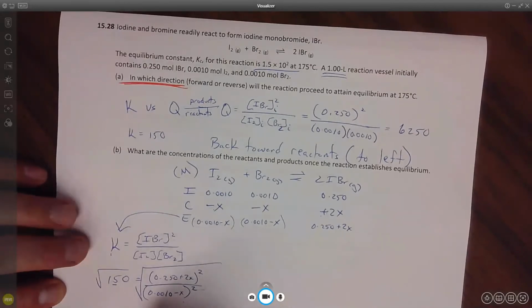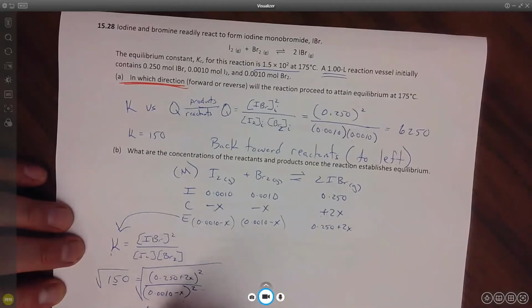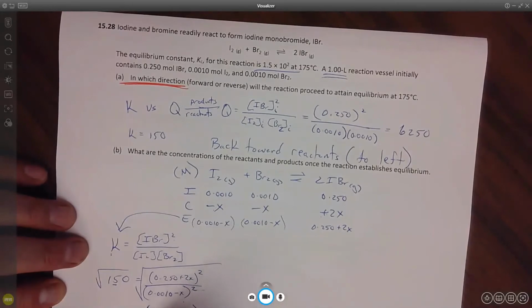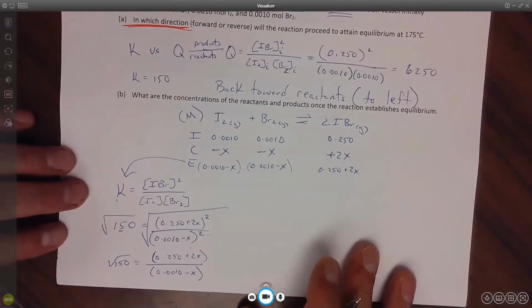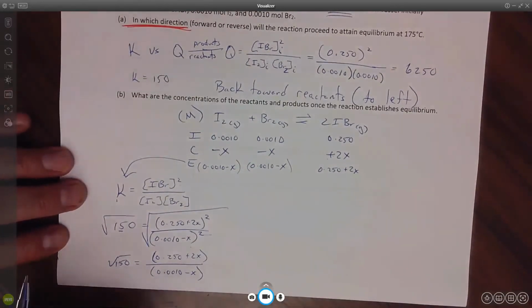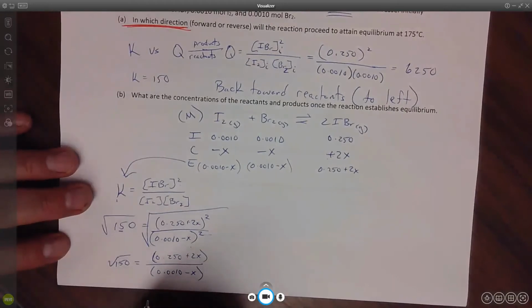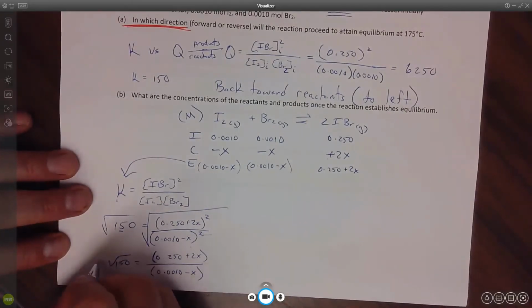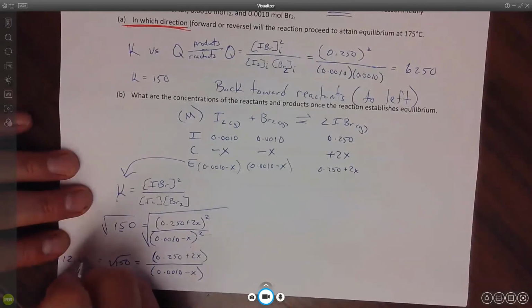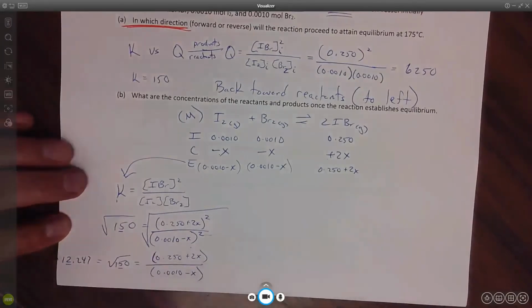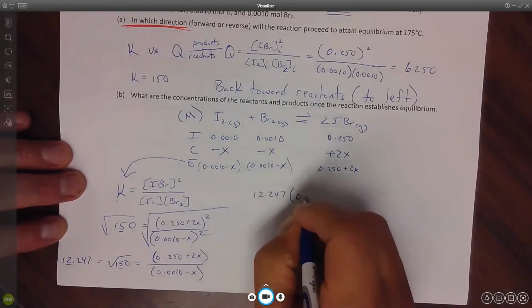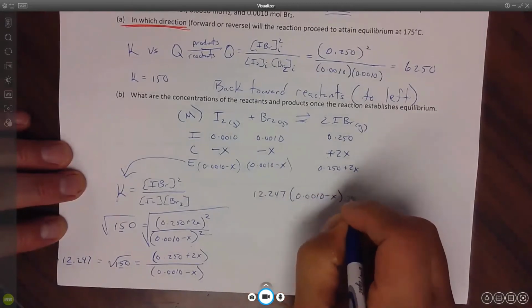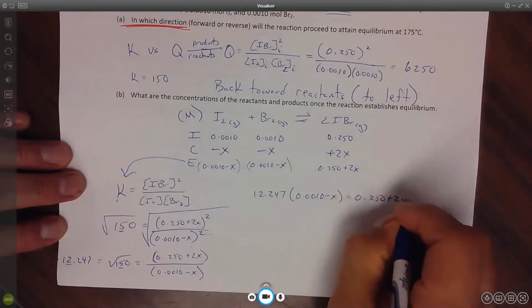is equal to 0.250 plus 2x over 0.001 minus x. The square root is going to be equal to 12.247. That was 2 sig figs, so that'll be 2. We need to bring this over now, so this will be 12.247 times 0.001 minus x is equal to 0.25 plus 2x.